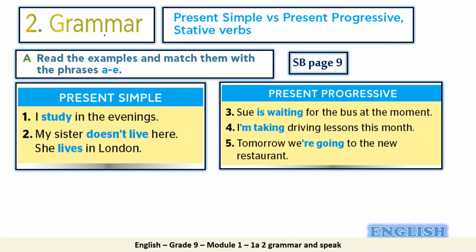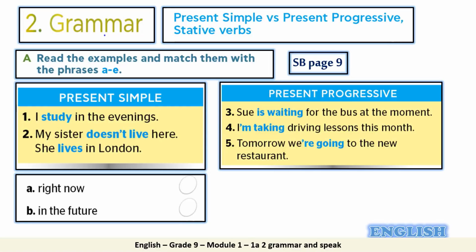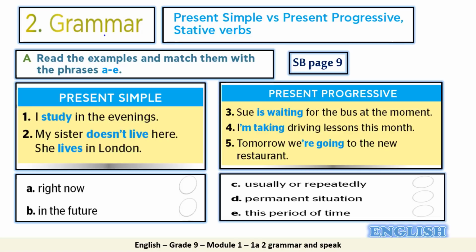Study these examples from 1 to 5. But remember, 1 and 2, present simple. 3, 4, and 5, present progressive. Match them to the phrases A to E. A, right now. B, in the future. C, usually or repeatedly. D, permanent situation. E, this period of time.